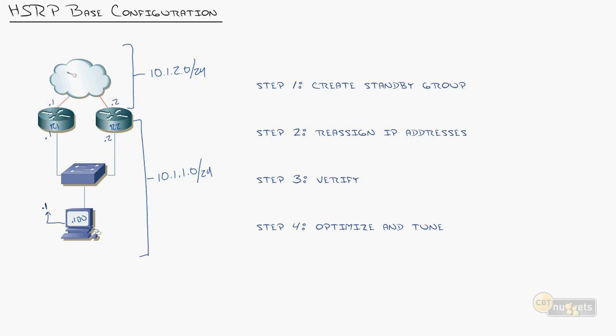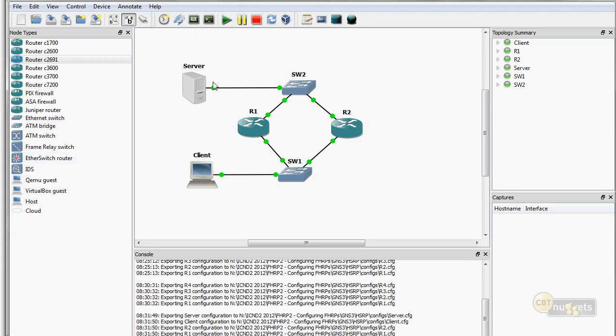But instead of the cloud, I've put a server in place here. And he is going to be 10.1.2.100, also with the default gateway pointing to 10.1.2.1, right? So let me show you the topology in GNS3. There we go. So this is, in actuality, what it looks like.